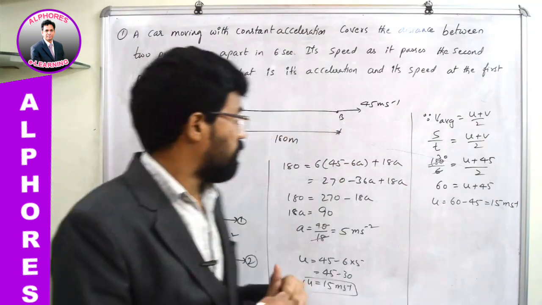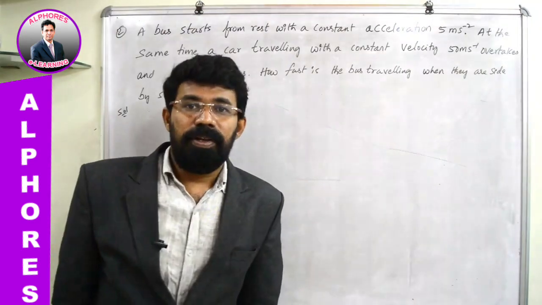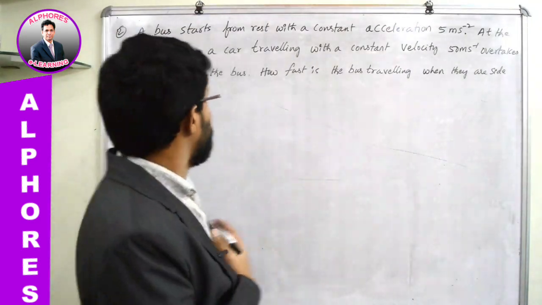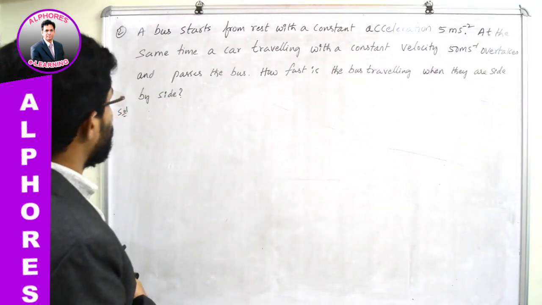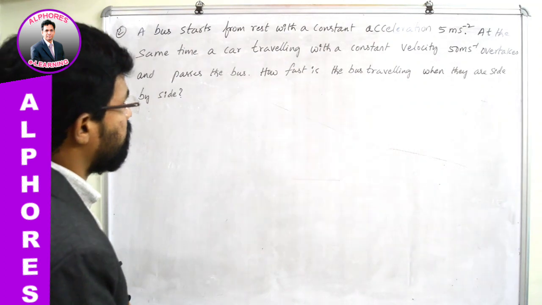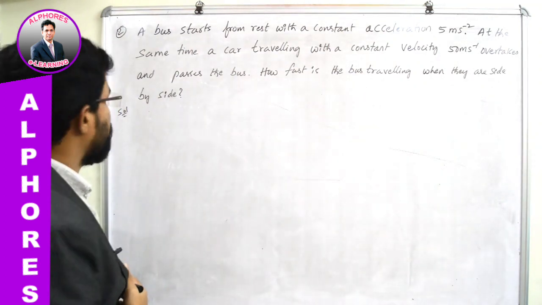Okay, beta? Right. I'll try to solve one more problem now. So now let us see this second question. What is this? A bus starts from rest with a constant acceleration 5 meter per second square. At the same time, a car traveling with a constant velocity 50 meter per second overtakes and passes the bus. How fast is the bus traveling when they are side by side?